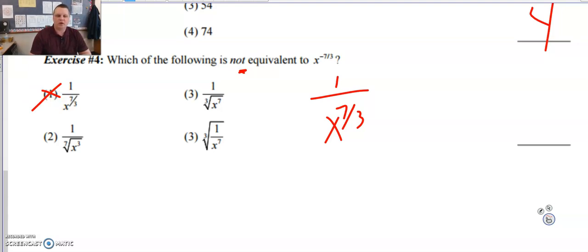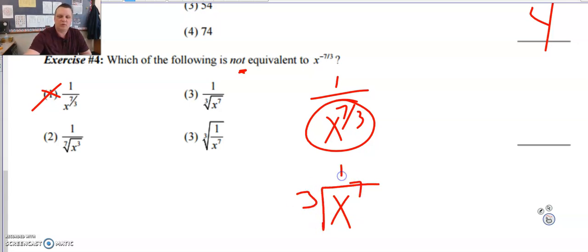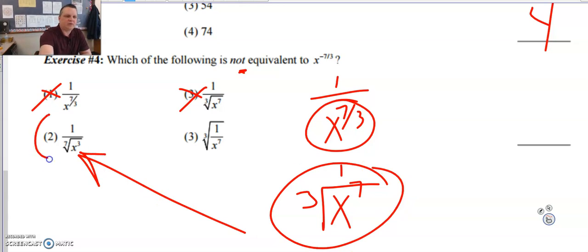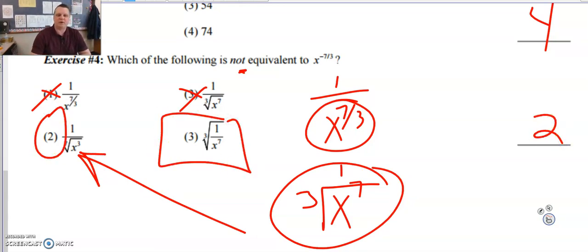I could also rewrite this down here as x to the 7th under a cube root, 1 over, okay, which is choice 3. Now, because I wrote it like this, I can't write it like that. So this is the choice. Now this one here, where the heck does that come from?